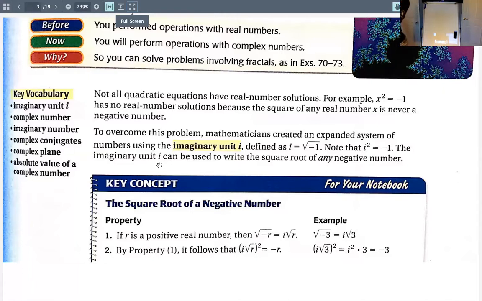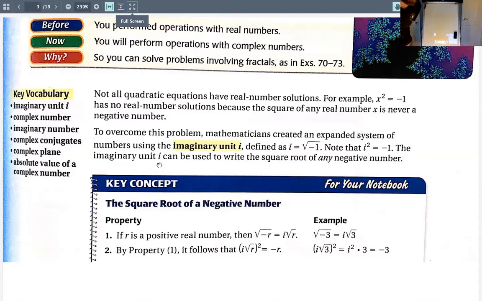For example, x squared is equal to -1 has no real number solutions because the square of any real number, x, is never a negative number. To overcome this problem, mathematicians created an expanded system of numbers using the imaginary unit I, defined as I equals the square root of -1. And then you can see that I squared equals -1, but that also has to be defined, because if you square I, we just saw that there's a problem. You can get a contradiction. Squaring I can give you -1 or +1.